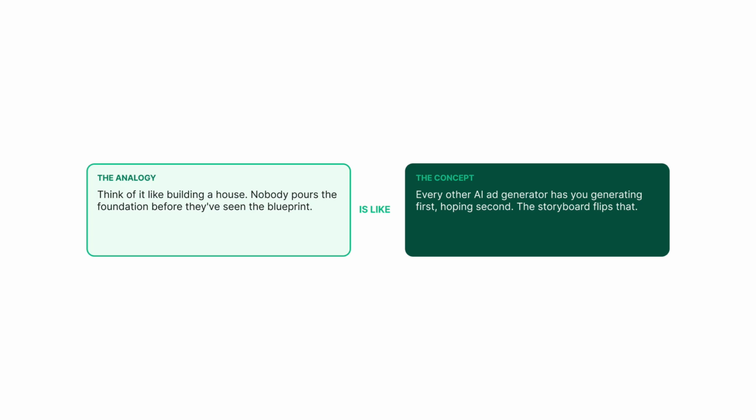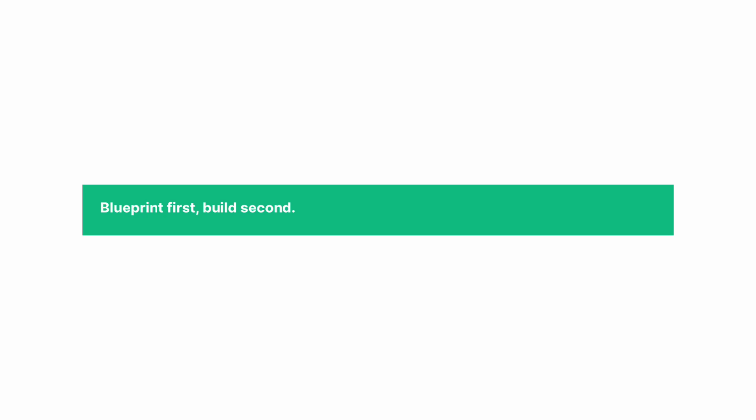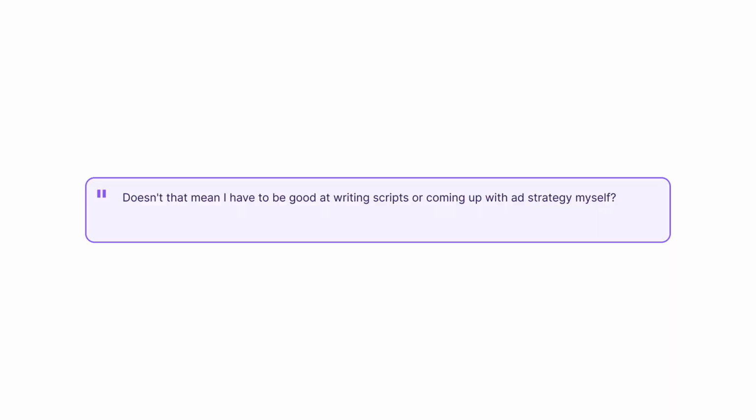Think of it kind of like building a house. Nobody pours the foundation before they've seen the blueprint. That would be insane, right? You'd never just start building and hope it turns into a house. But that's basically what every other AI ad generator has you doing. Generate first, hope second. The storyboard flips that. Blueprint first, build second.